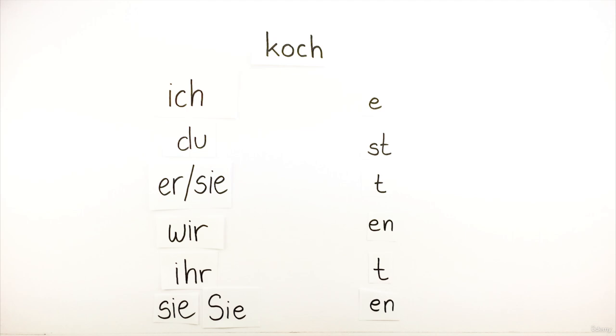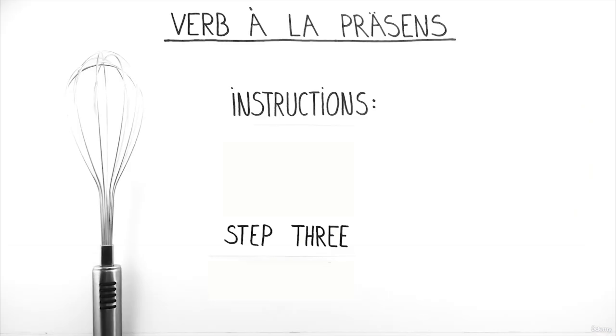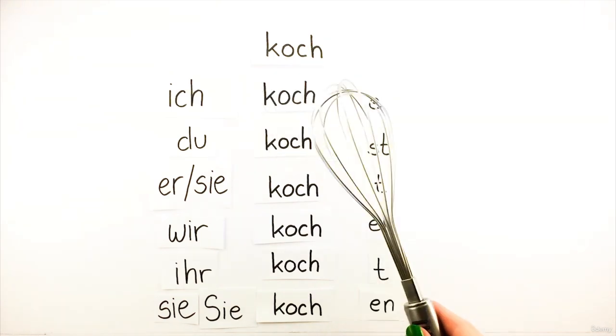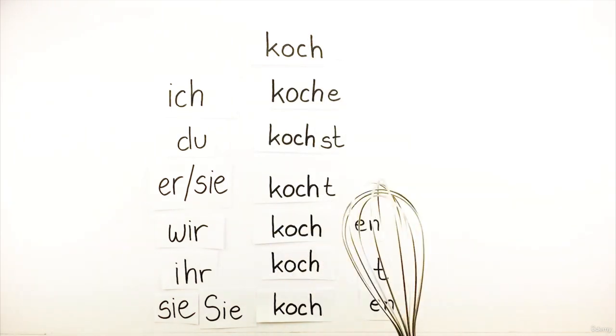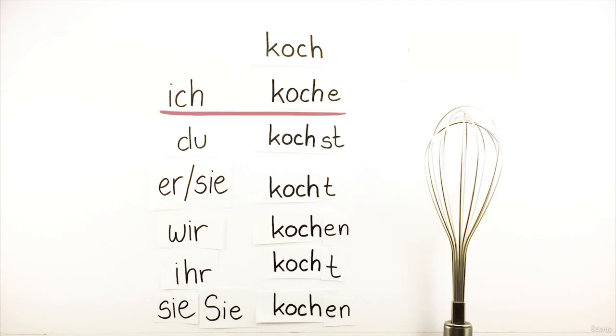Everything set? So one more time. E, st, t, n, t, n. Step 3. Stir well. After a while, the endings should start to fuse with the stem. And you got your verb in the present tense. Ich koche, du kochst. Er, sie, es kocht. Wir kochen, ihr kocht, sie kochen. Voila!